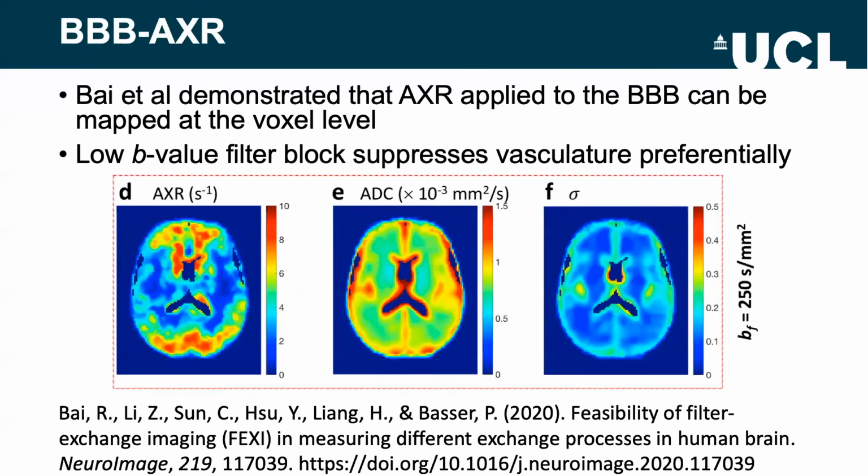So this is from a paper demonstrating that it's possible to map this apparent exchange rate on a voxel-wise level across the brain. So it's quite smooth, but nevertheless we are getting voxel level AXR estimates. And so what we're doing here is we're using our filter block to suppress the blood pool. Think of an IVIM experiment. If any of you have done IVIM, we're knocking out the blood pool at the low b values, and then we're allowing the mixing to happen between the blood pool and the extravascular space, and that's telling us about the degree of blood-brain barrier breakdown.